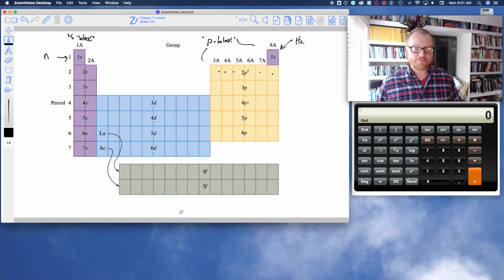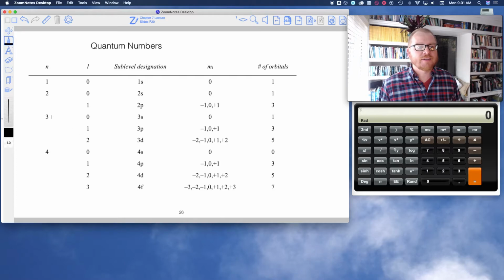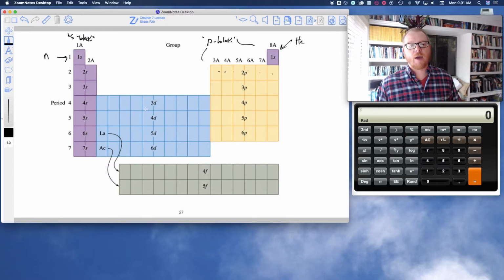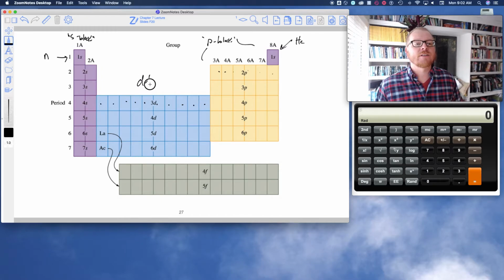And then now you notice here we don't start at 1D or even 2D. We start at 3D, and that's because of the way this level 3 works out: 3s, 3p, 3d. And we go 3D, 4D, 5D, 6D, but we stop at 6D. And if we were to count these, 1, 2, 3, 4, 5, 6, 7, 8, 9, 10 spaces on the D block.